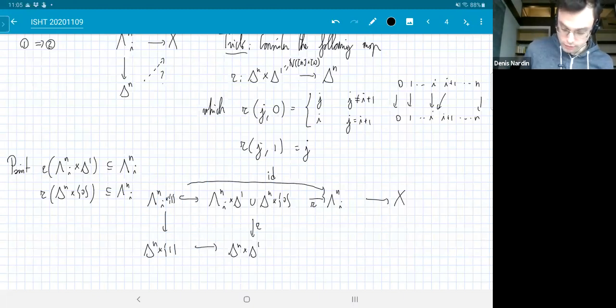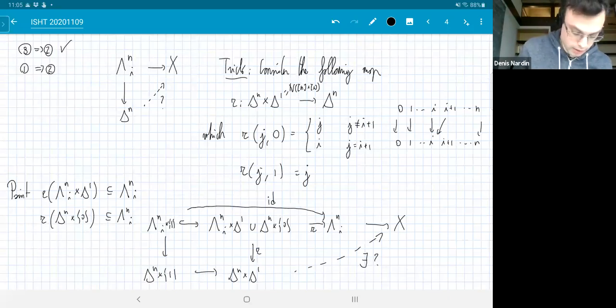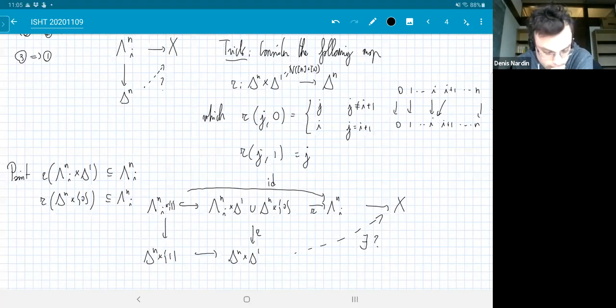So it's enough to construct a lift like this. I'm doing 3 implies 1. I knew I was messing up some numbering. I'm going to do 1 implies 2 later. Okay.